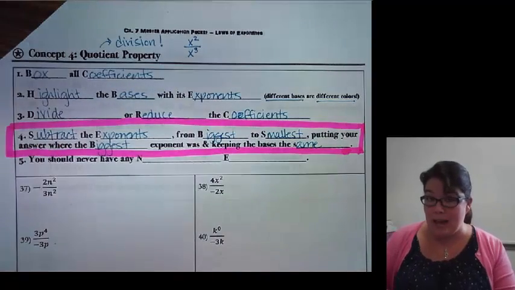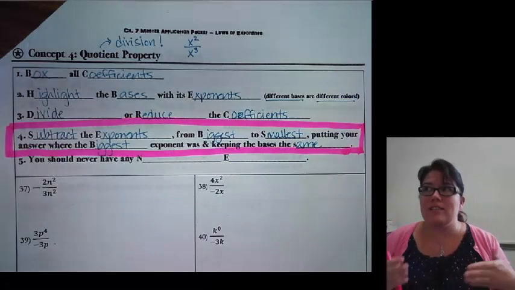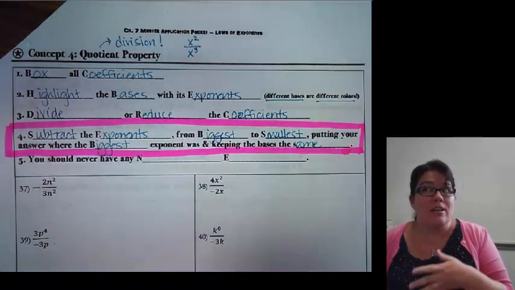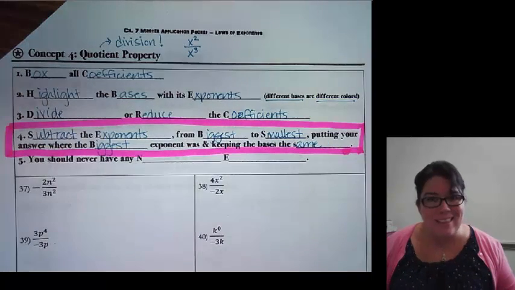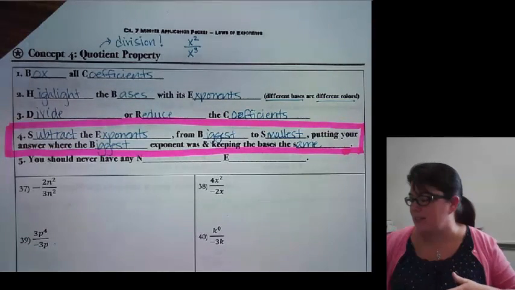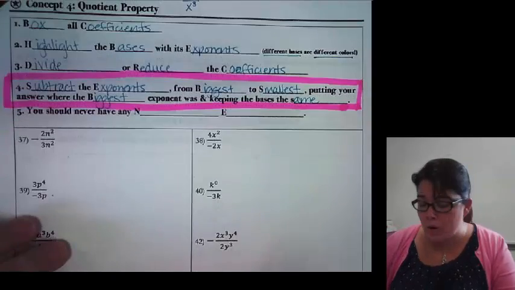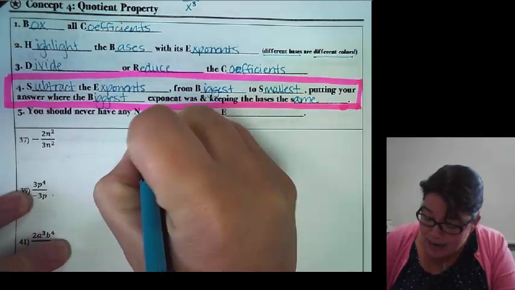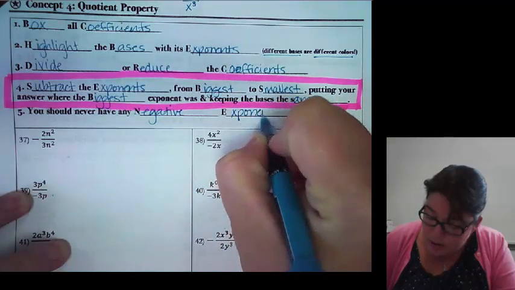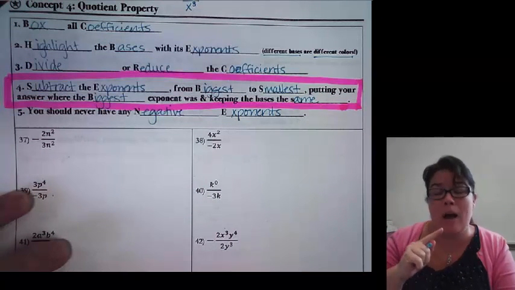When we were multiplying, we added the exponents. Now we're dividing. Division is the opposite of multiplication. So what's the opposite of addition? Subtraction. So it makes sense that they kind of go together. Multiplication, we add. If they're being divided, we subtract. All right, lastly, as you're working with these, you should never have any negative exponents. If you end up with a negative exponent, something went terribly wrong. Go back to the top and start again.